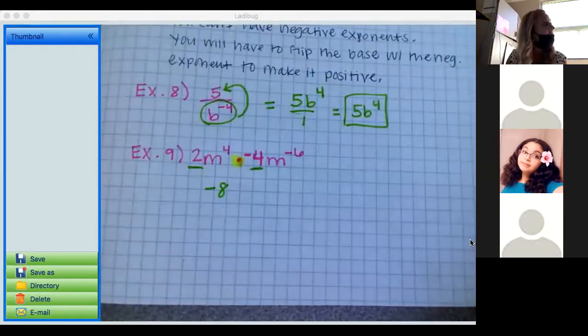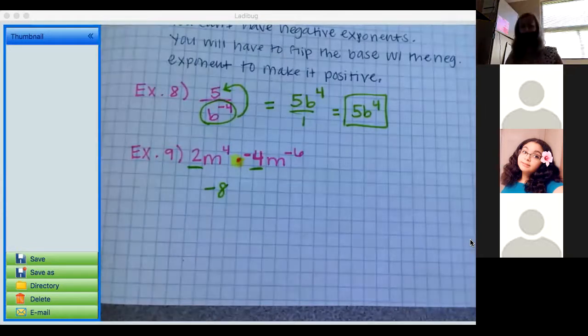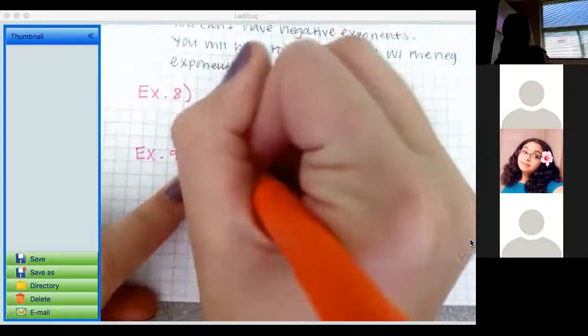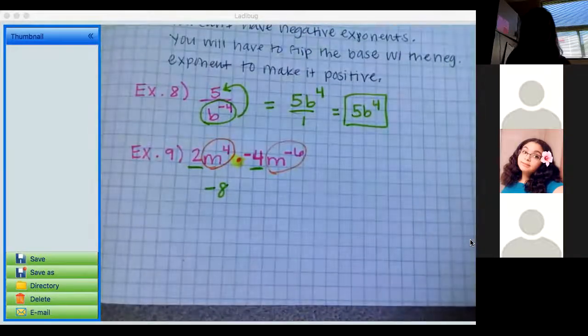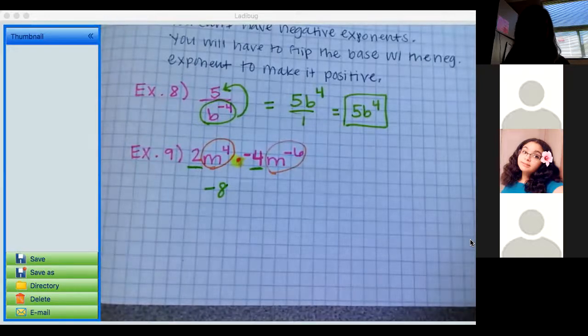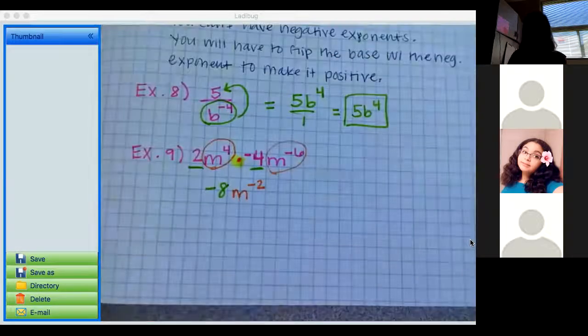Now, since I'm multiplying, what do I do with my exponents? You add them. So I got m to the 4th, m to the negative 6. Some of y'all struggle with this, so this is why I threw this one in here. What is 4 plus negative 6? Negative 2. M to the negative 2nd.